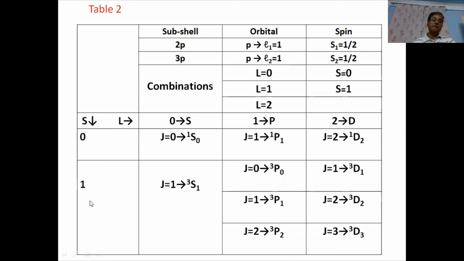Much in the same way, if capital S is equal to 1 and capital L is equal to 2, that is D term, then the J values will be 1, 2, 3. And all these will be triplet. So we have triplet D1, triplet D2, triplet D3. So due to a combination of 2p, 3p electrons, we have 3 singlet and we have 7 triplet.